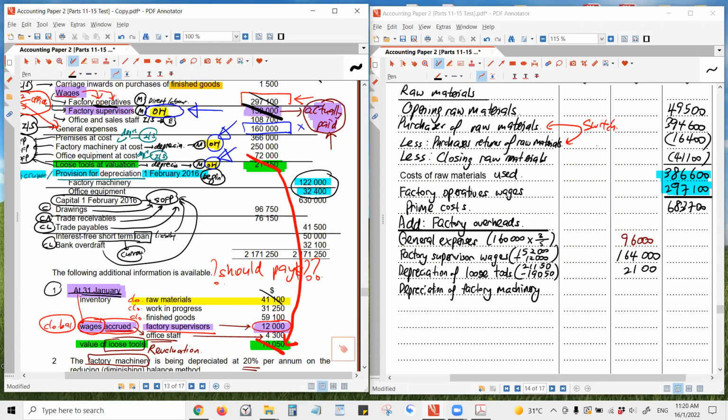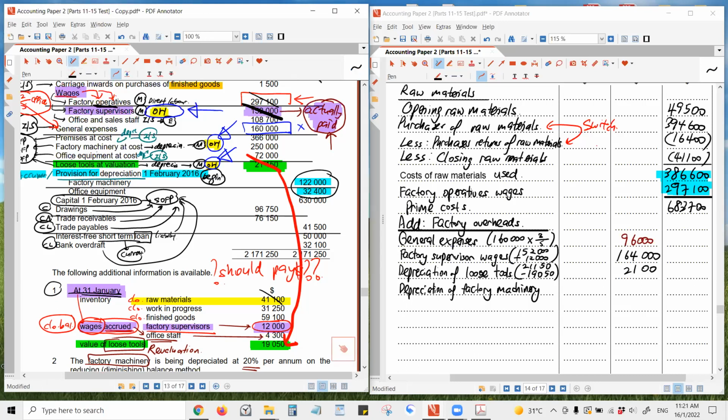Okay, now factory machinery depreciation. Where is it? Ishin, look at the question. Where to get the 19050? Those in green for loose tools. Can you see? Okay, at the bottom of my page on the left. That's the value of loose tools at the year end.